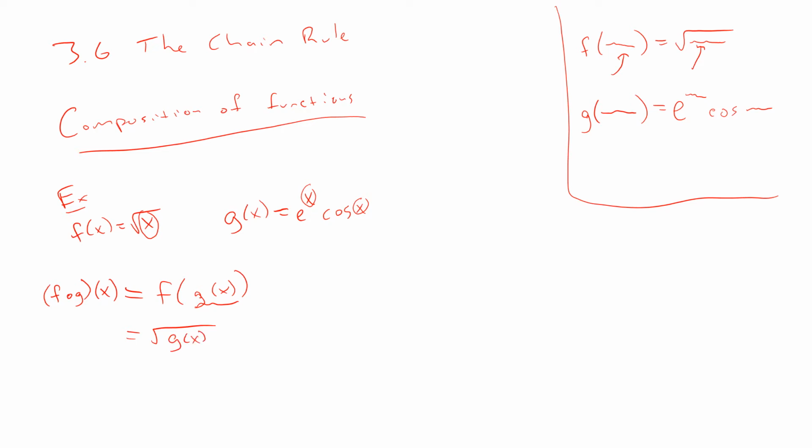Okay, we can be more specific than that though, because we know exactly what g of x is. G of x is e to the x cosine x, so f of g of x, or f composed with g of x, is the square root of g of x. That's the square root of e to the x cosine x. Okay, so that's f composed with g. I'm putting the two functions together. Everywhere I see an x in my function f of x, I'm replacing it with whatever g is.